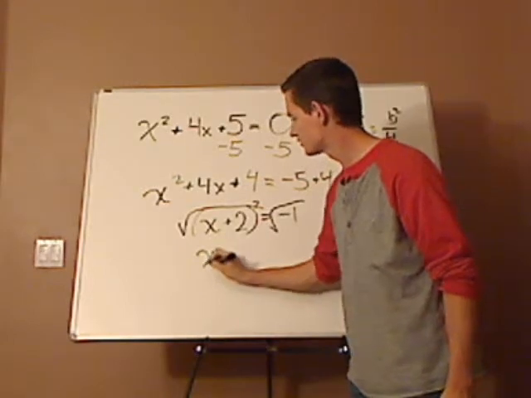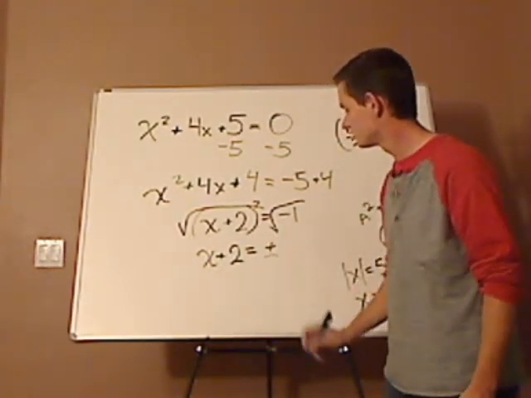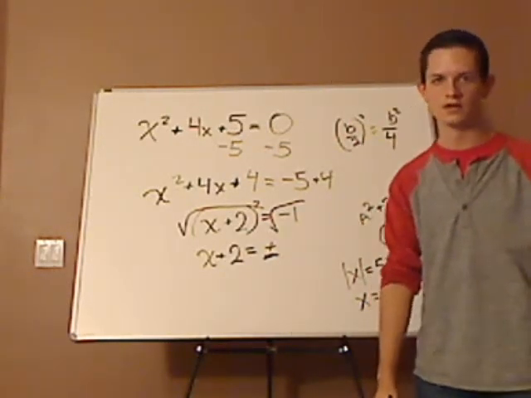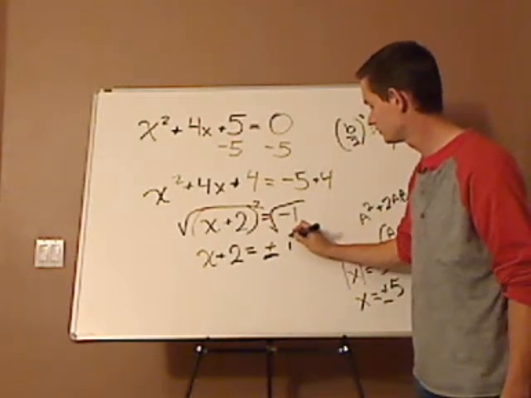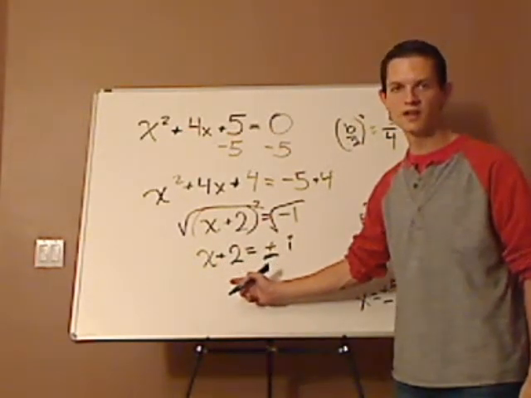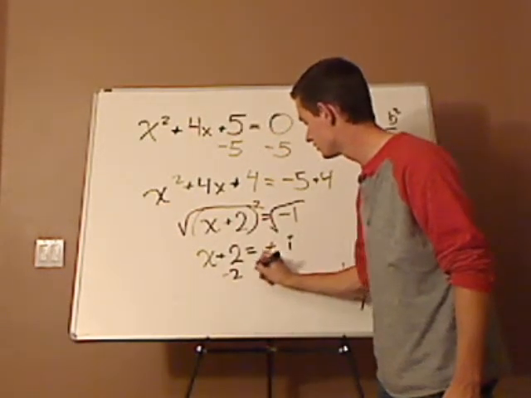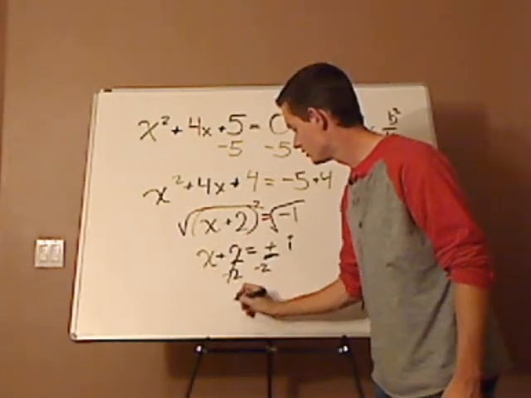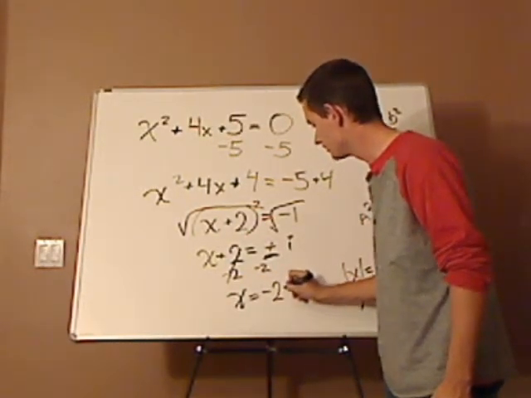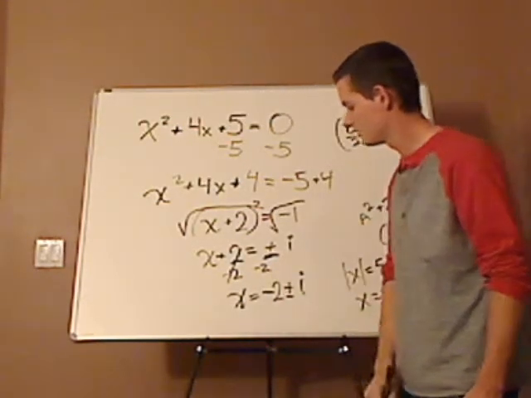So you have x plus 2 equals plus or minus, and what's the square root of negative 1? i. And then you want to solve for x, you want to get x all by itself, so what are you going to do then? Yeah, you just subtract 2 from both sides. So x equals negative 2 plus or minus i.